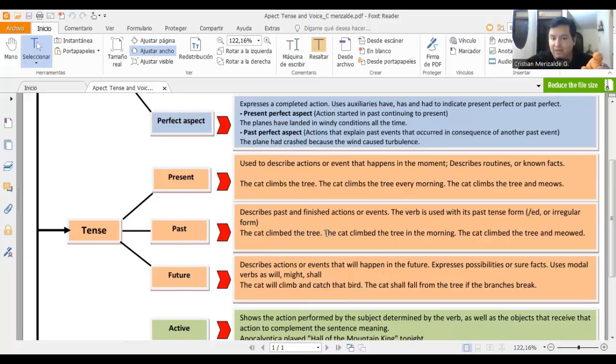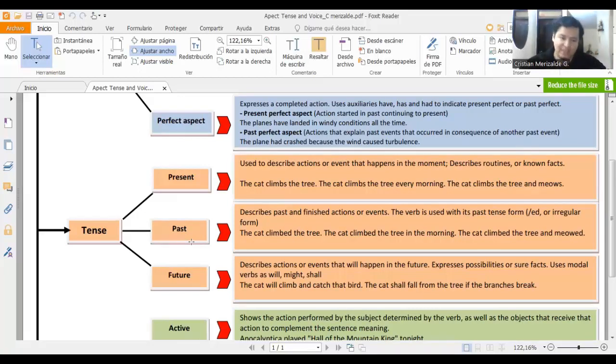And we have, similar to the present tense, the past tense showing a routine in past form. The cat climbed the tree in the morning. And also we can describe a fact in past. The cat climbed the tree and meowed. So we have here some examples to describe the use of past tense.